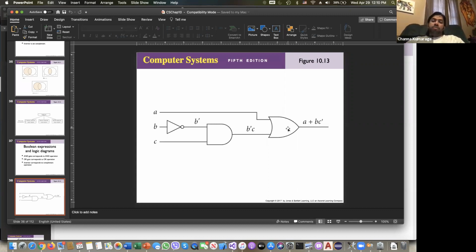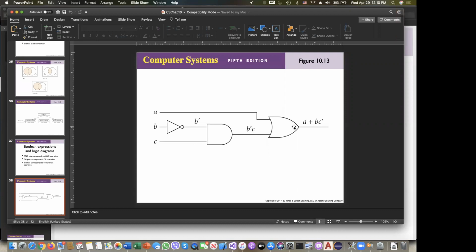So now, as you see here, based on our previous theorems, this is written as B' C. Now, if any one of these values becomes 0, this becomes 0. Everyone agree?